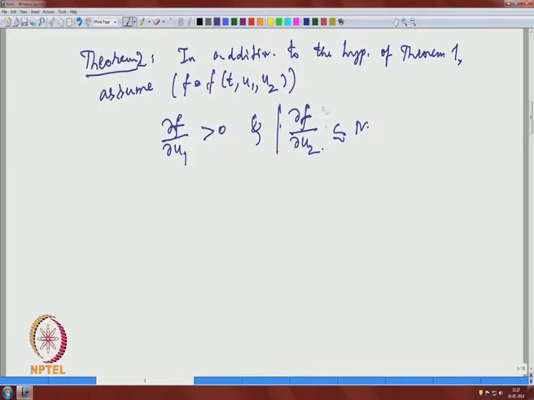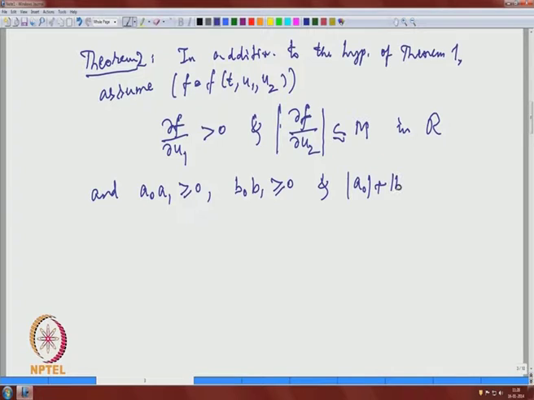This is not a norm, just the absolute value in R. That is the region stated in theorem 1, and so A0 and B0, A0 and A1 have the same sign, and B0 and B1 have the same sign, and A0 and B0 do not vanish simultaneously.